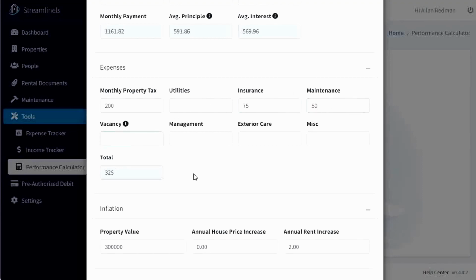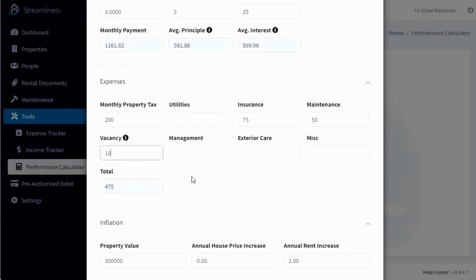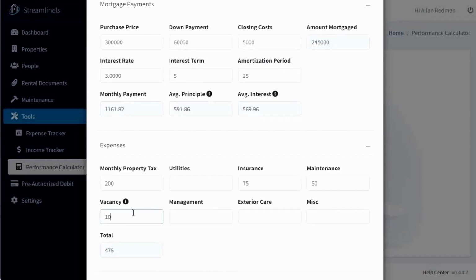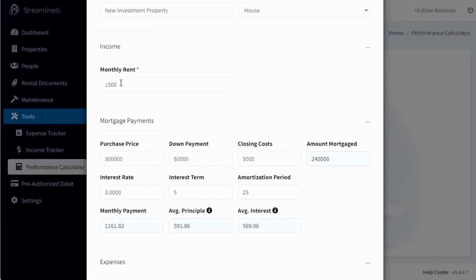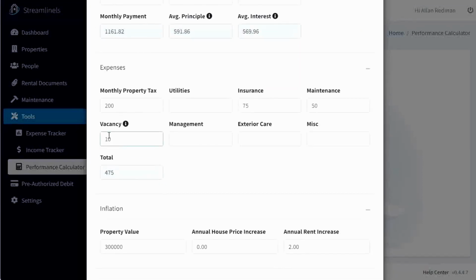Vacancy is a percentage. So if you wanted to account for a 10% vacancy, you put 10 here, right? What that does is it takes your monthly rent, and you need a monthly rent in order to put this number in. It'll take the monthly rent and multiply that by 10%, which is 150. So that's why this number, if it was 0, was 325, and if we put 10% vacancy, that's 475. So it just allows you to budget for vacancy.